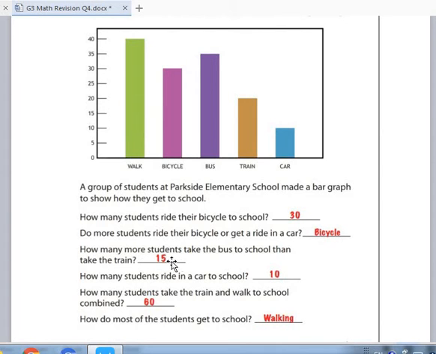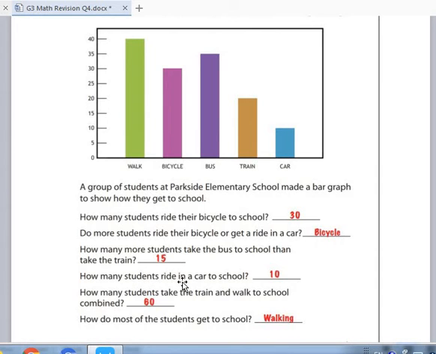How many more students take the bus to school than the train? This means how many students more than? I am comparing between those who go by bus and those who go by train. By bus, here I have 35, and by train here is 20. So 35 minus 20 will give you 15, the difference.